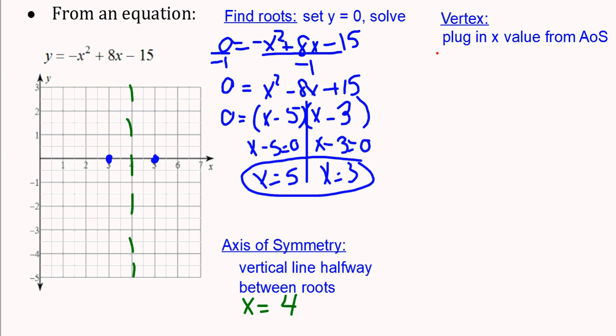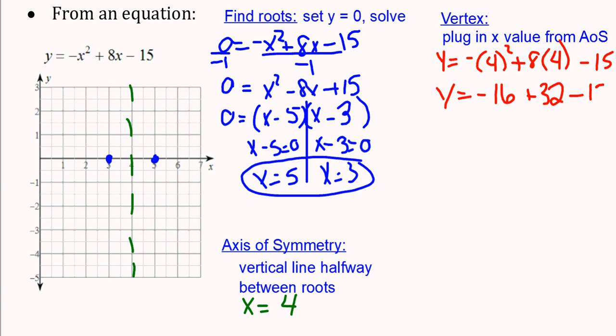So if we do this, we've got y equals negative x squared plus 8 times x minus 15, and we'll simplify. So y is equal to 4 squared is 16, so negative 16, plus 8 times 4 is 32, minus 15, and if we add all of this up, we're going to get positive 1. So this is the y value. The x value, remember, is still 4, so my vertex is the point (4, 1), and I can graph this on my graph as well.